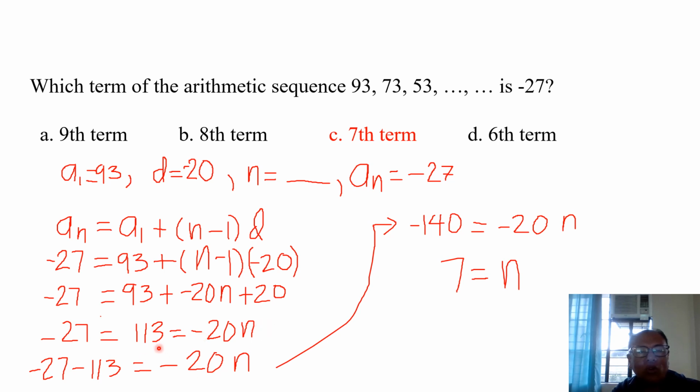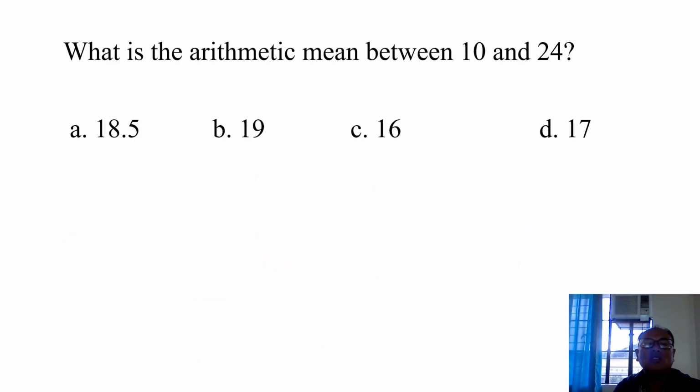And then we're going to transpose 113 to the other side. So we're going to change the sign, so that is negative 27 minus 113 is equivalent to negative 20n. We just bring down this one. Then solving now for the value of n, we divide both sides by negative 20. So therefore the value of n is 7. So therefore the correct answer is letter C. That is the seventh term. Okay, so let's proceed to the next.